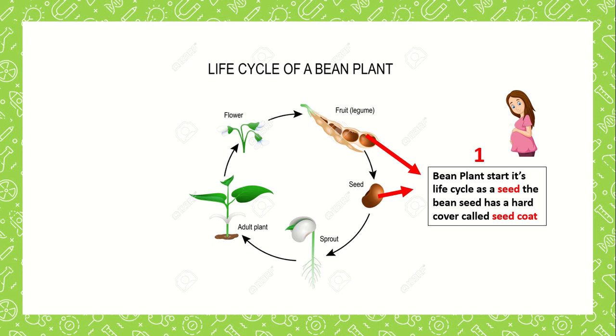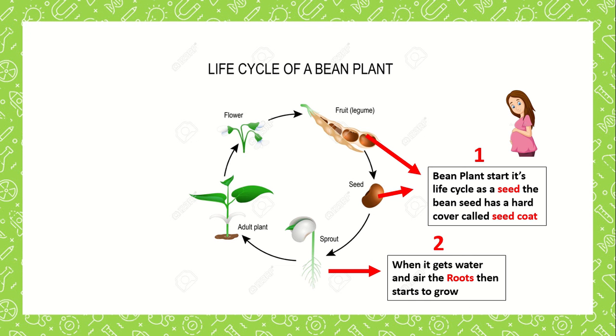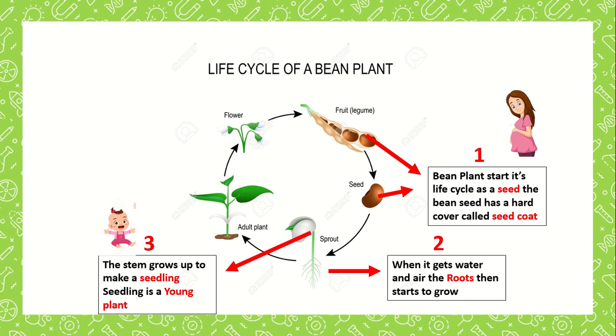This bean seed needs a seed coat. What's a seed coat? Something to protect the seed from getting damaged, because it's still young and small and can get damaged. Same as the baby inside the mother. The mother is the coat that covers the baby when it grows. Number two, when the seed gets water and air, the roots start to grow.